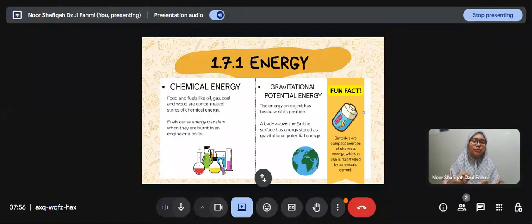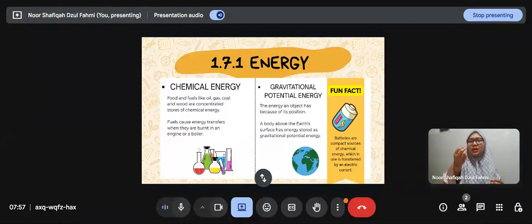So I will try to simplify each type of energy for you. So firstly is about chemical energy. Foods and fuels like oil, gas, coal and wood are concentrated stores of chemical energy. One example of energy in daily life is, do you know that chemical energy is present in our body? So when we are learning biology, right, the chemical energy is actually produced in our digestive system.